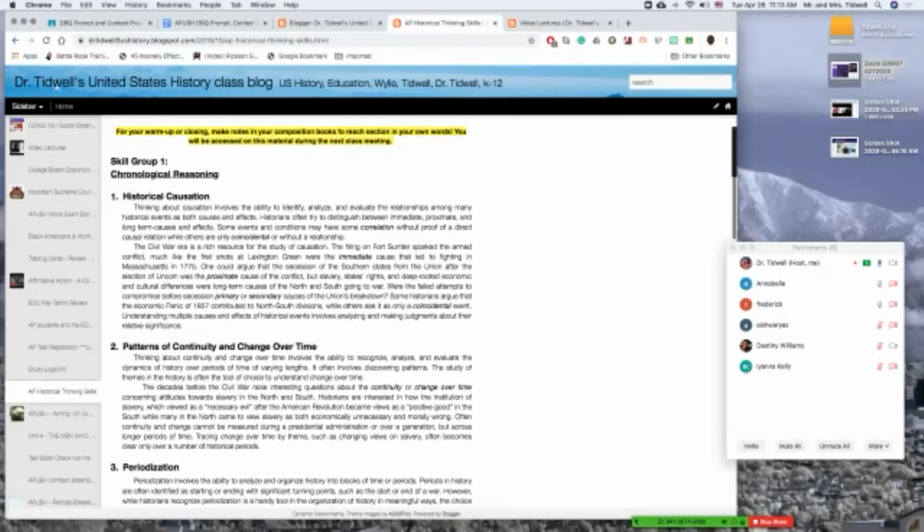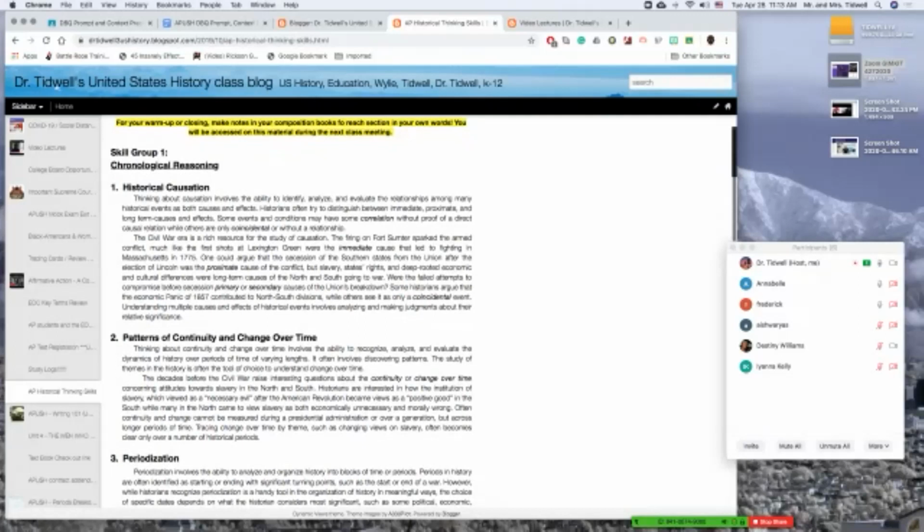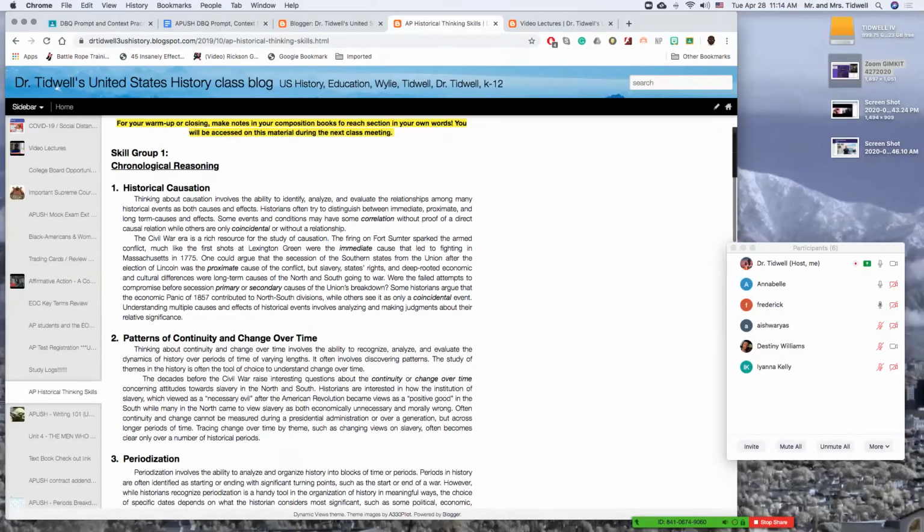So here's an example. This is an example of a contextualization. The decades before the Civil War raise interesting questions about continuity and change over time concerning attitudes towards slavery in the North and South. Historians are interested in how the institution of slavery, viewed as a necessary evil after the American Revolution, became a positive good in the South. Did anybody see how this can also be another skill you could be using? If you don't, say you don't. But historical causation is a big one.